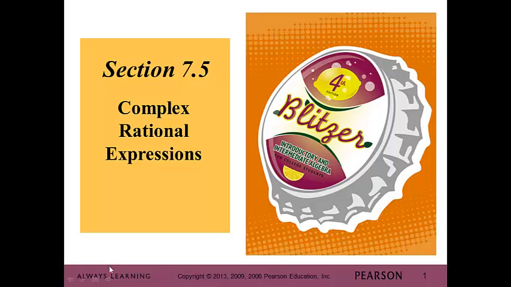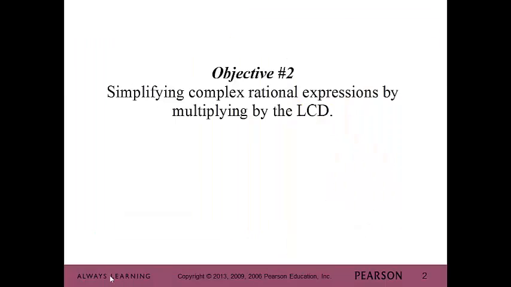Now we're in chapter 7.5 and we're going to be working with complex rational expressions. Our first objective and only objective will be to simplify complex rational expressions by multiplying by the LCD.